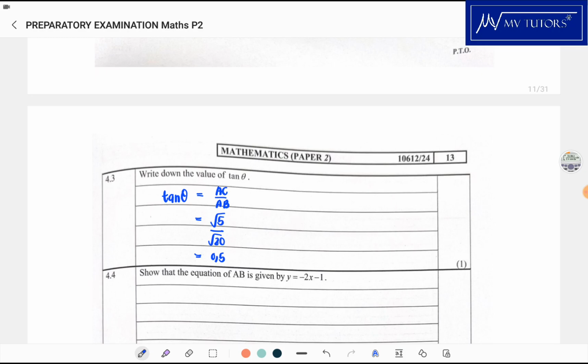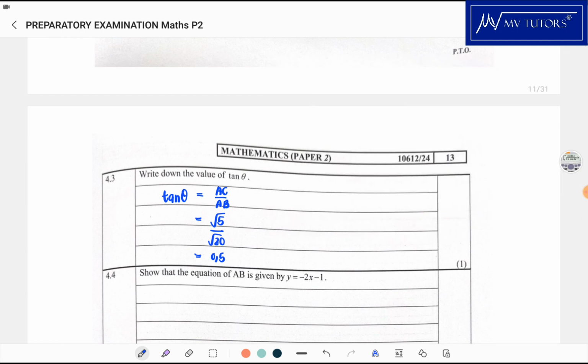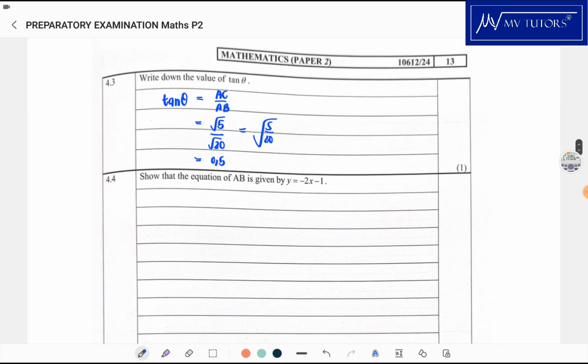Let's put it in. I was wondering, would it be the same if I said 5 over 20? For some of you who are wondering, yes, it would be the same. This is the same as just saying big root and then 5 over 20, which is 1 over 4. But anyway, 1 mark.